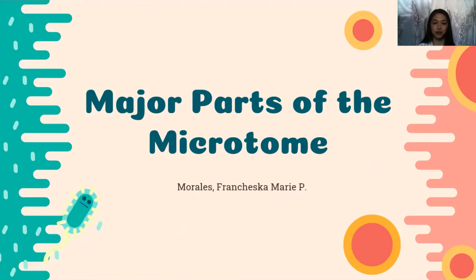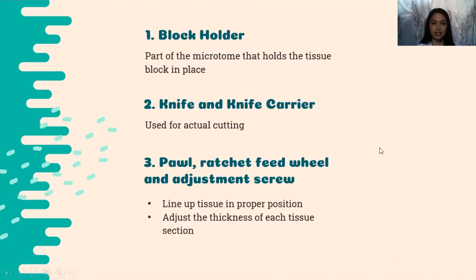Okay, so now we will be talking about the major parts of the microtome. First is the block holder. This is also known as the chuck. This part of the microtome holds the tissue block in place so that medtechs won't need to use their hands in order to hold the tissue block in place.